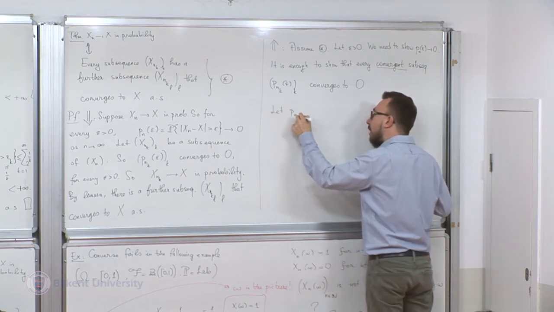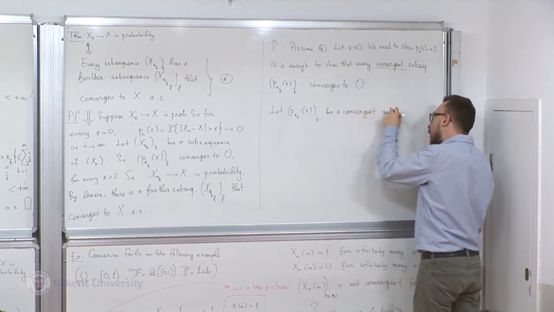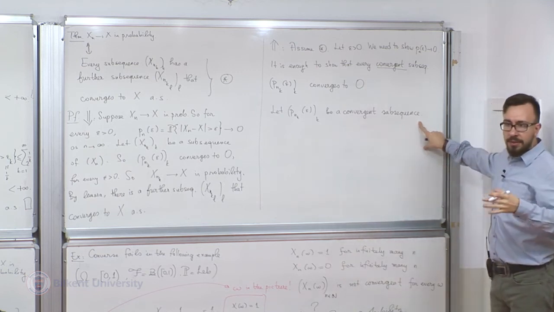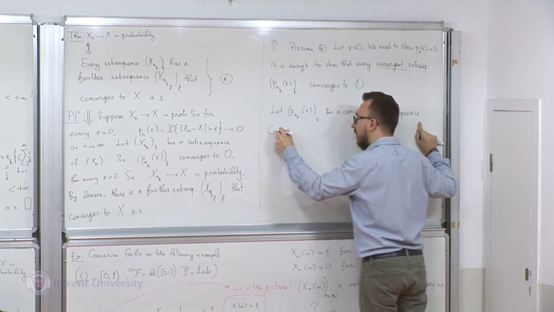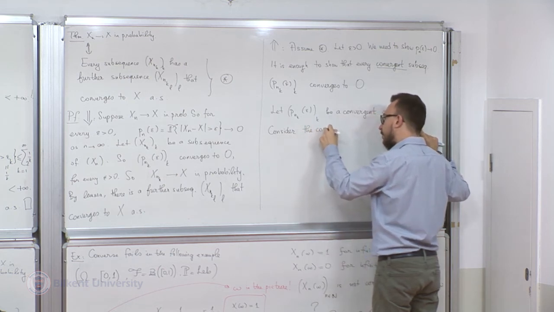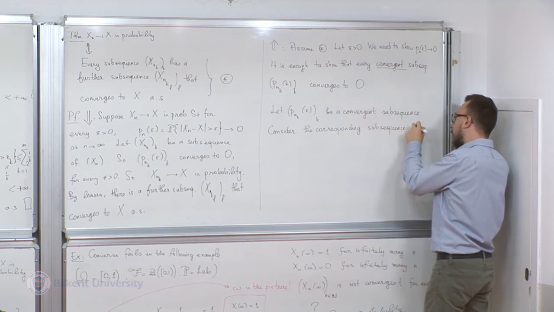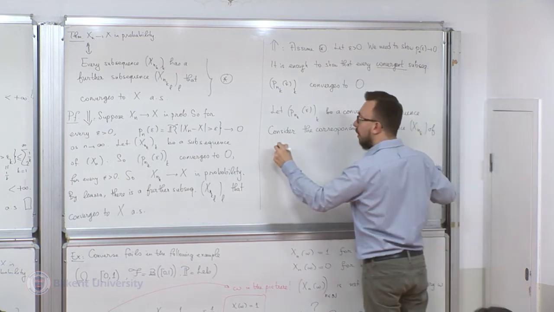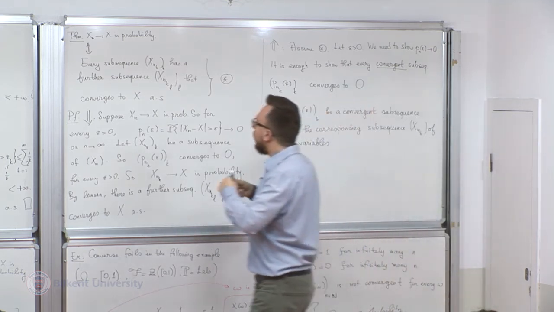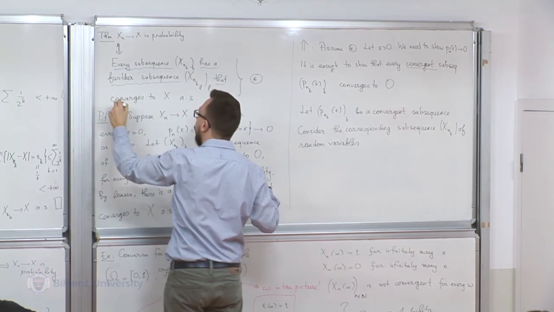Let p_nk be a convergent subsequence. Okay, so corresponding to those numbers, there are, of course, random variables, right? So consider the corresponding subsequence of random variables. So why do we look at that subsequence of random variables? Because this is in our assumption, right? Every subsequence has a further subsequence that converges to X almost surely.